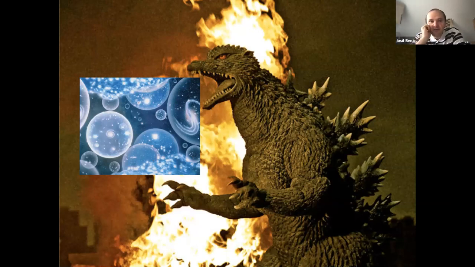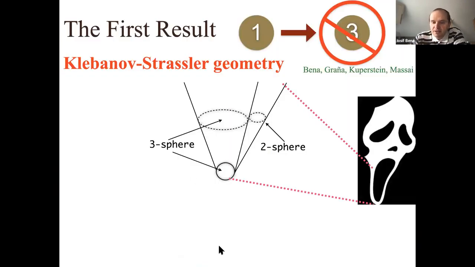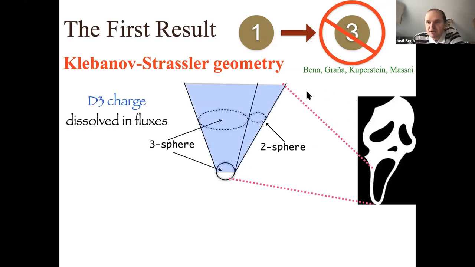Now, the first result, the fact that fluxes can mess up anti-branes, is easier to see in the long throat region of the compactification. So you have a compactification with a long throat. The long throat is best approximated by the prototypical geometry, the Klebanov-Strassler geometry, which is a deformed conifold. The conifold has a topological three-sphere, which is finite at the bottom, and has a two-sphere. Moreover, the Klebanov-Strassler throat has non-trivial fluxes F3 and H3, which give you a D3 charge dissolved in the fluxes.